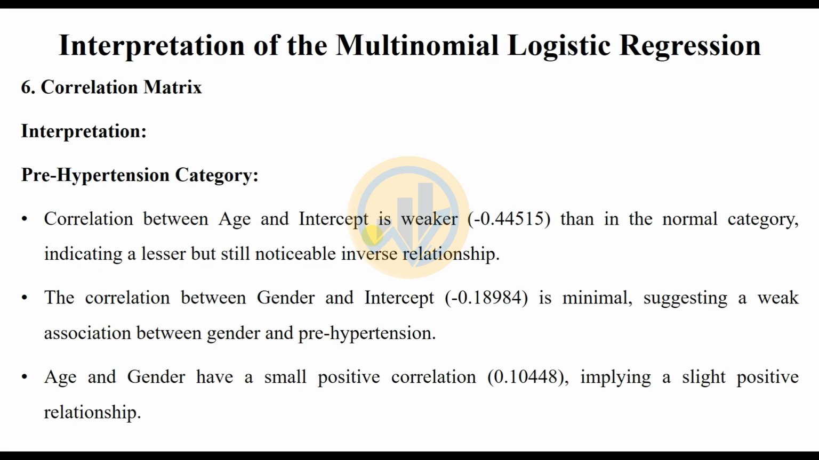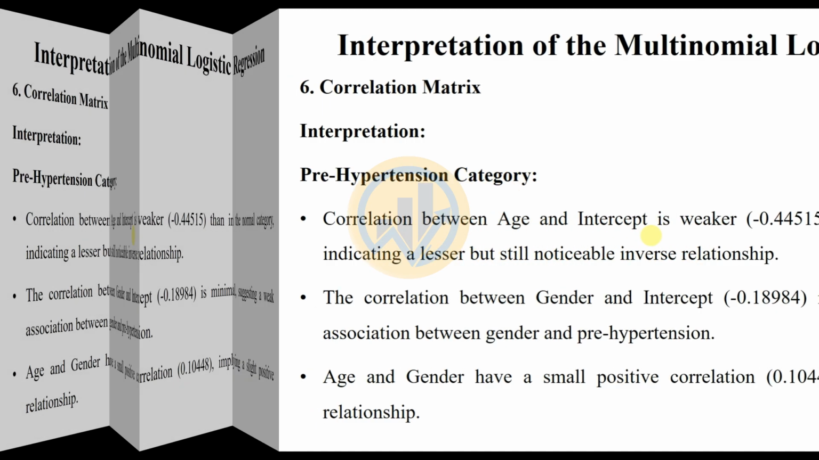The correlation between gender and intercept, minus 0.18, is minimal, suggesting a weak association between gender and pre-hypertension. Age and gender have a small positive correlation, 0.10, implying a slight positive relationship.